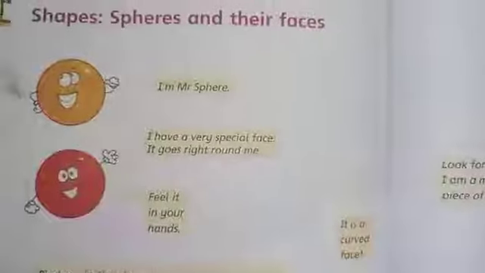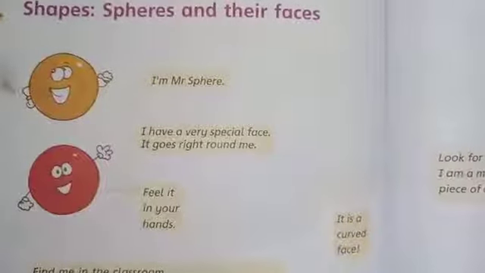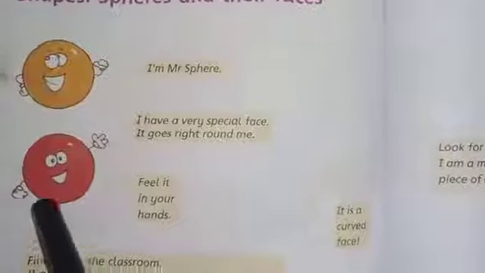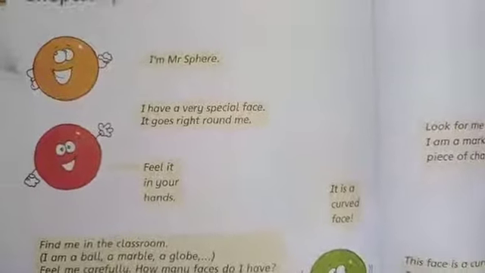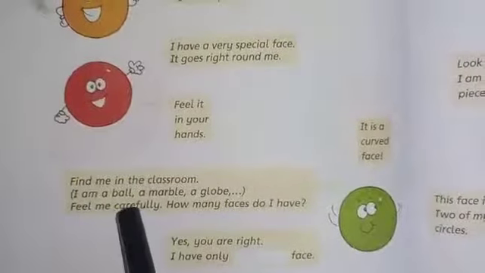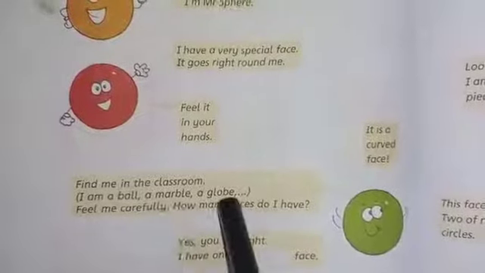Now look at this shape. Which shape is this? It is a sphere. It is a curved face. It has only one curved face. Look at this shape. It has no edge and no vertex. Its examples are a ball, a marble and a globe.